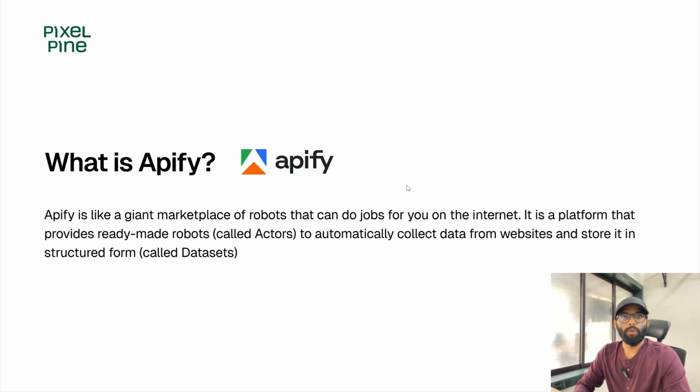So let us first understand what Apify is and what it does. Apify is basically a platform that provides you ready-made robots, so-called actors, to automatically collect data from whatever website you need and then store it in a structured format in data sets. So what these actors are, these are scrapers or web scrapers that can help you get data from whatever platform you are going after. That may be Amazon, LinkedIn, Twitter, Facebook, Instagram. In our case, it's Google Maps. And then it'll store that data in a database which Apify calls datasets.